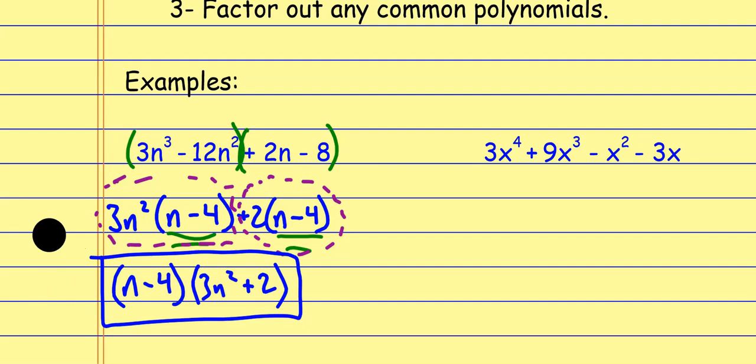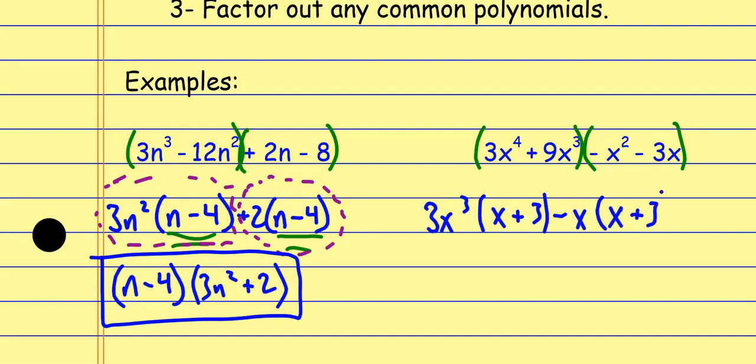This one, same kind of thing. I'm going to put them in groups. Out of the first group, I can factor out a 3x cubed, which leaves me with an x plus 3. Out of the second group, I can factor out an x. So I'm going to do a minus x, which leaves me with an x plus 3. And be careful with your signs there. And now I see that I have a big chunk of x plus 3 in common. If I take that away, I'm left with a 3x cubed minus x.